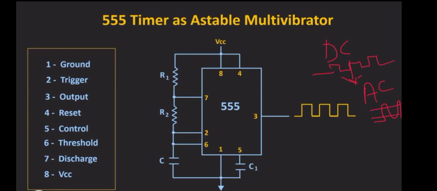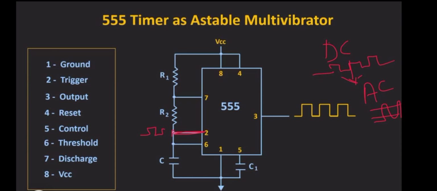The same thing here also, we won't give an input signal. Instead of that, pin number 2 is an input which is connected to the external circuit of R1, R2 as well as C. So copy down this circuit diagram.